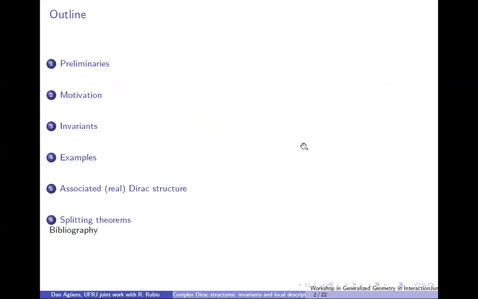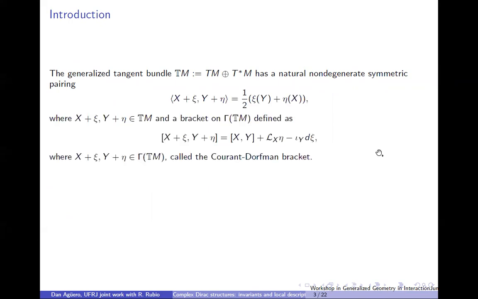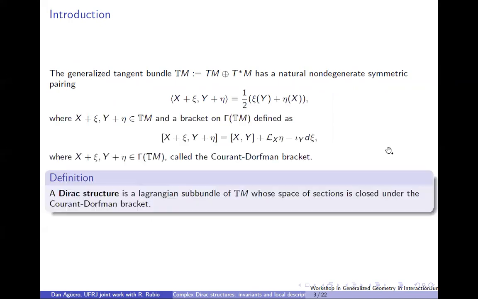So, this is the structure of the talk. I will begin with some preliminaries, the motivation, then the invariants, examples, associated real structure, and the expected theorem. Just to recall some definitions, this is the generalized tangent bundle, with its canonical pairing and the Courant bracket.